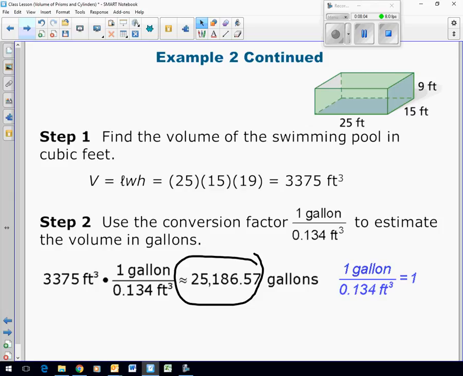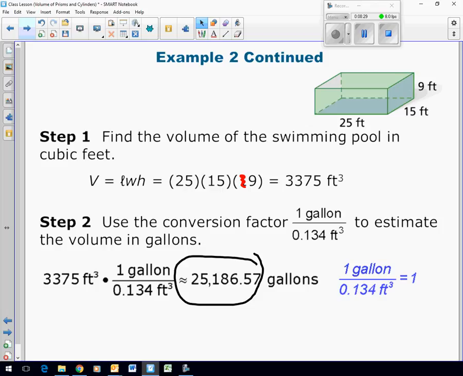This has a length. Oh, they messed up. 25 times 15 times 19 is definitely not right. So 25 times 15 times 9. Guys, don't mess up here. This should be a 9. That gives 3,375. Alright, check it out.